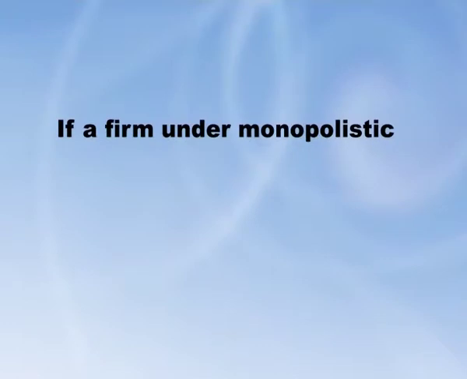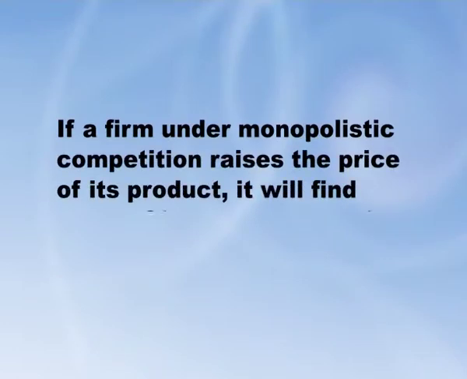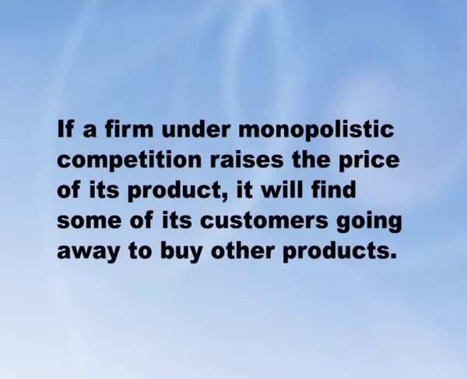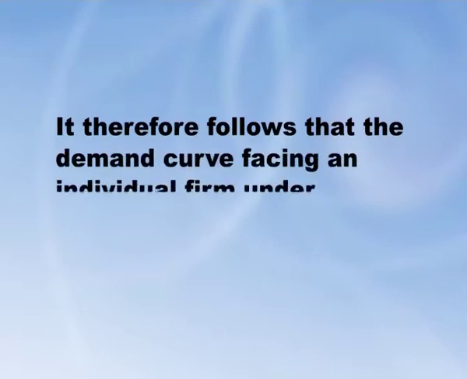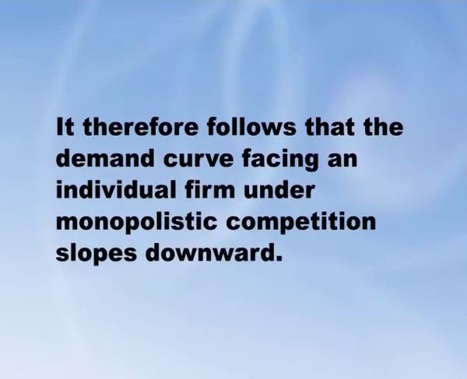If a firm under monopolistic competition raises the price of its product, it will find some of its consumers going away to buy other products. As a result, the quantity demanded of its product will fall. On the contrary, if it lowers the price, it will find that buyers of other varieties of the product will start purchasing its product, and as a result, the quantity demanded of its product will increase. It therefore follows that the demand curve facing an individual firm under monopolistic competition slopes downward.